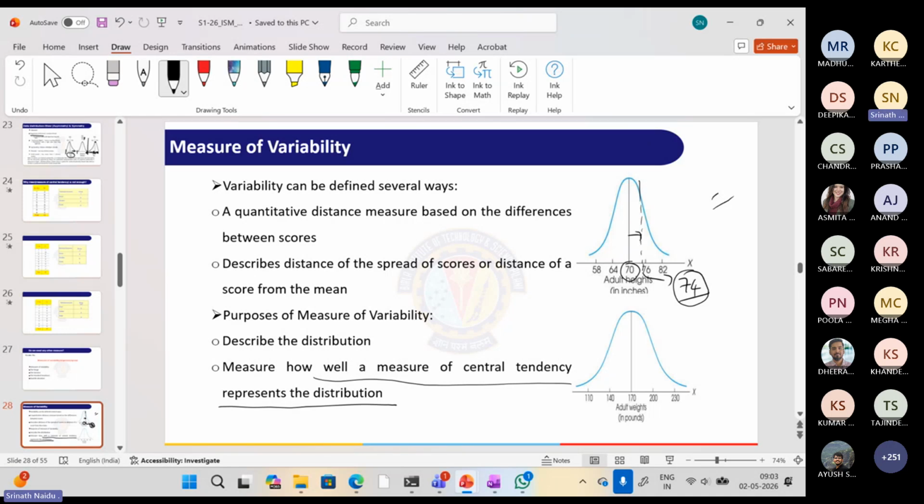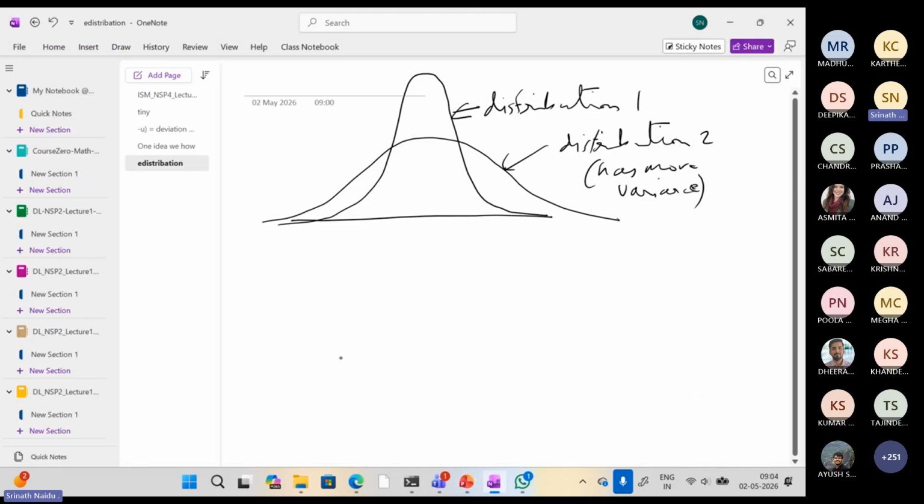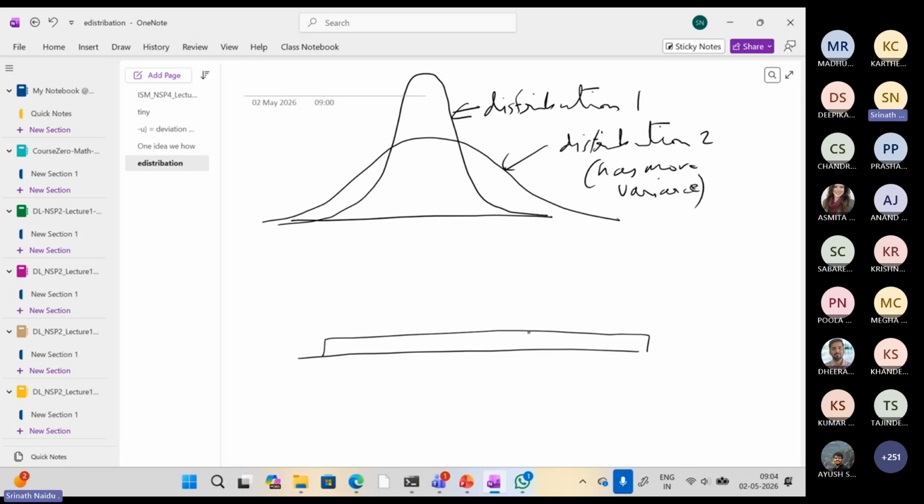So if you, for example, look at it this way, if I have data that looks like this, this is the mean. And this is a huge variance.